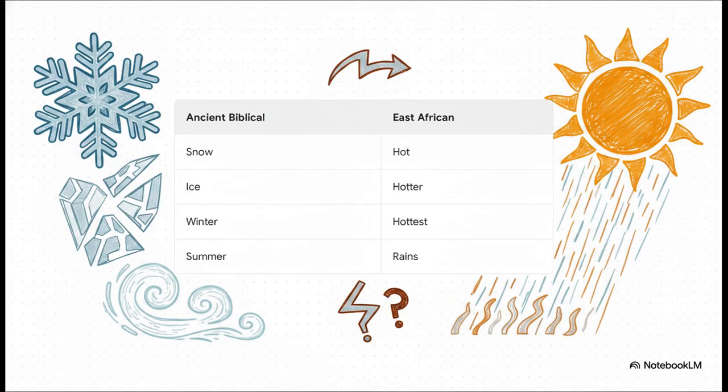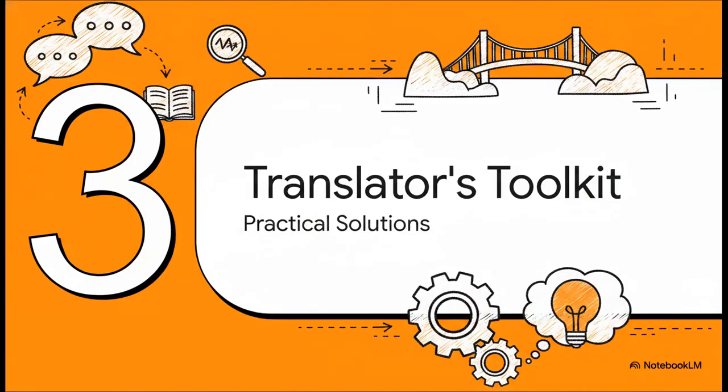How do you translate winter or ice to the Orma speakers in Kenya? As Dr. Payton notes, their environmental frame of reference is completely disconnected from ancient biblical weather. They generally experience 3 seasons: hot, hotter, and hottest, along with cycles of long and short rains. The concept of freezing winter simply isn't a thing for them. So, how did they pull this off? Let's dive into part 3, the translator's toolkit, and look at the practical solutions.